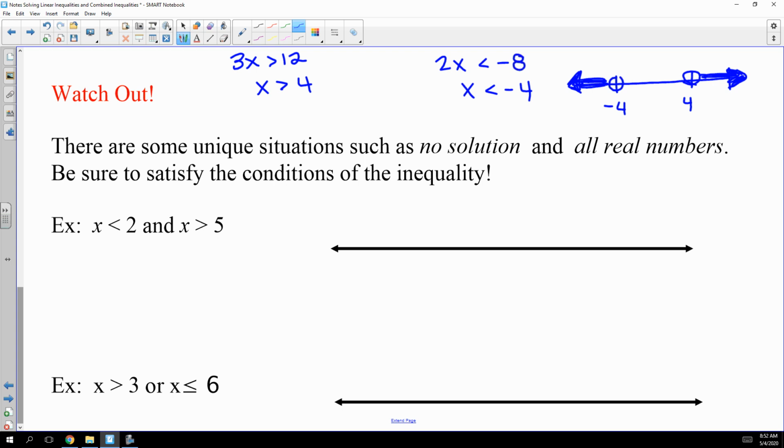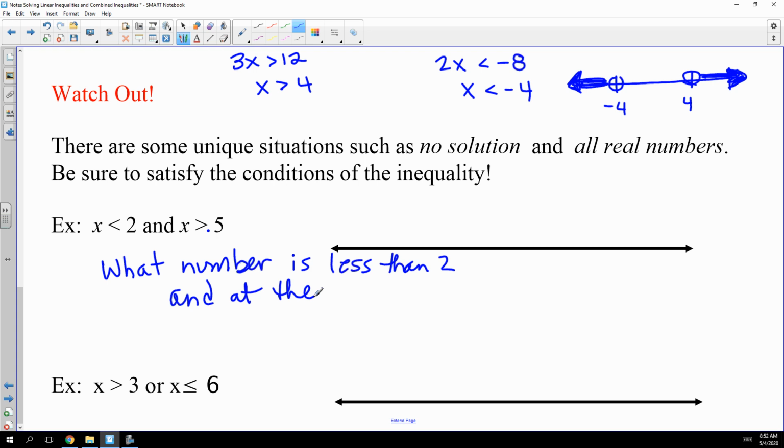So if we have x is less than 2 and x is greater than 5, can you think of a number? What number is smaller than 2 and at the same time greater than 5? So at the same time, more than 5, right? 6 is more than 5, but it's not less than 2 at the same time, right?